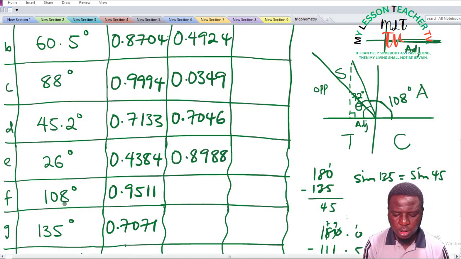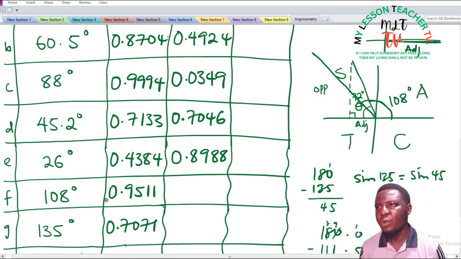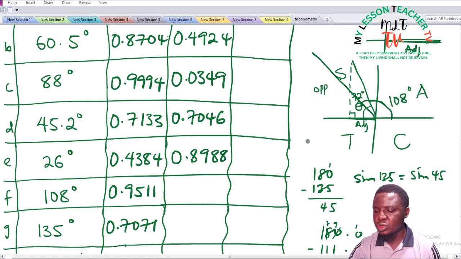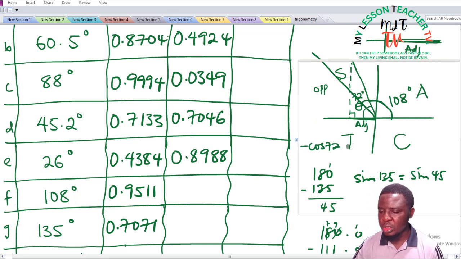This is cos 108. And we have already established that 108 is not an acute angle. That makes it fall in the second quadrant. Now, in the second quadrant, cos is negative, only sine is positive. So we shall take the negative value of cos 72, because 108 now falls in the second quadrant, making it negative. Negative in the sense that the value of the adjacent in this place is now decreasing to -1. So that makes cos 108 equivalent to minus cos 72 degrees. You can use your calculator to confirm this.